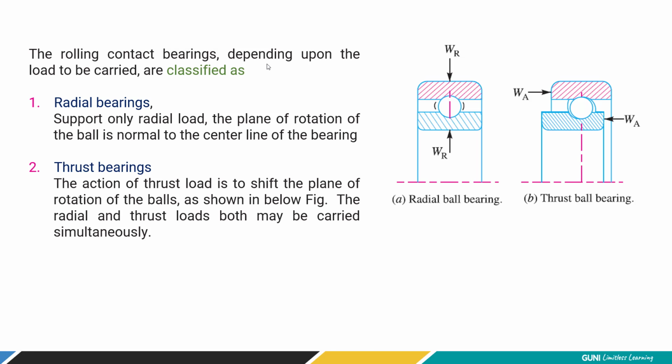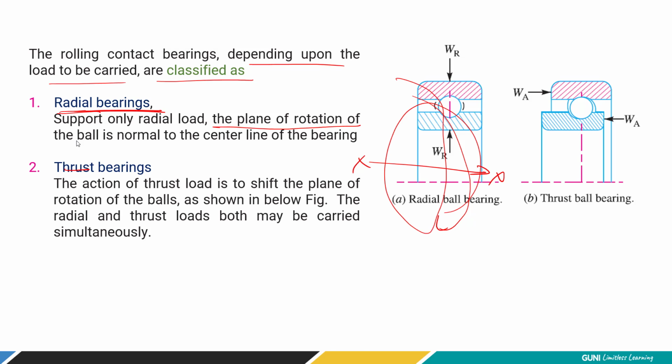The rolling contact bearings, depending upon the load to be carried, are also classified, based on how the load is applied, as radial and thrust. Now, as we have discussed earlier, radial means the bearing is rotating like this. So this is the axis of rotation. When the load is acting perpendicular to that, it is referred to as radial load. So such a bearing is called a radial bearing. It supports only radial load. The plane of rotation of the ball is normal to the center line of the bearing. So it is always like this. Normal means perpendicular.